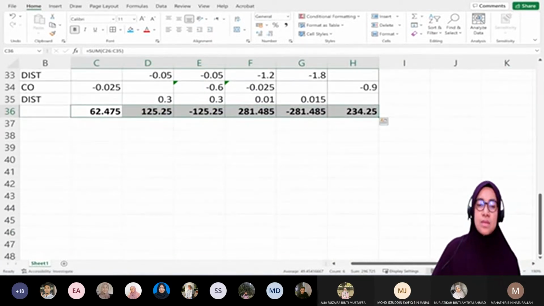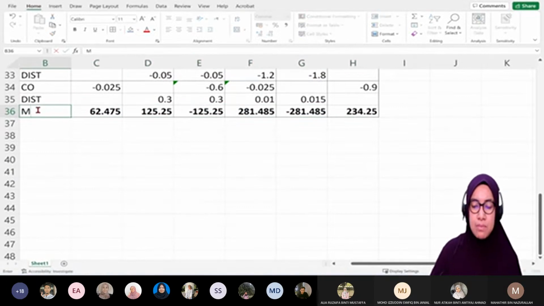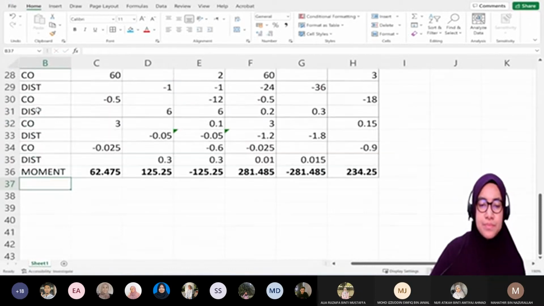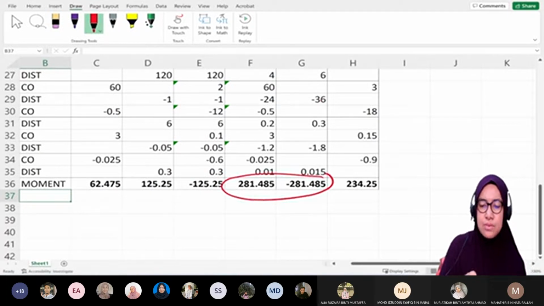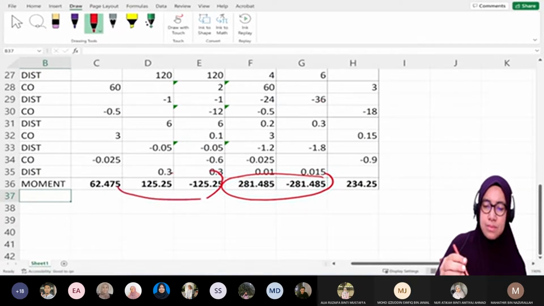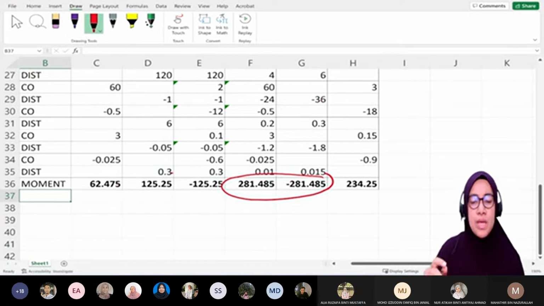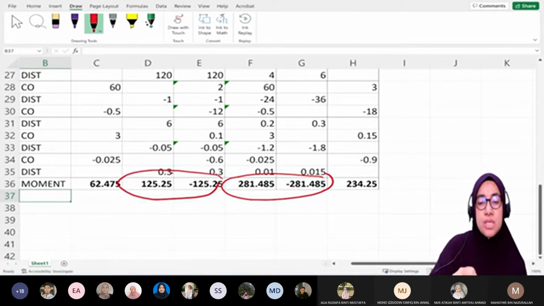So this is the end moment, the member end moment. Okay, please look at this. These two values. Okay, and then these two values. Okay, equal to 0.